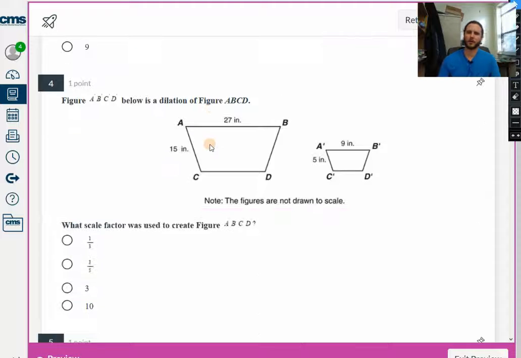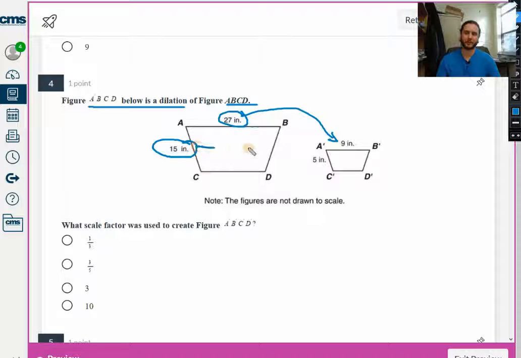For number 4, we have another one asking what scale factor was used. Again, something we've been practicing. So we started at figure A, B, C, D, and it tells us that A prime, B prime, C prime, and D prime is a dilation. So my original is the bigger shape, meaning something happened to my 27 to turn it into 9, something happened to my 15 to turn it into 5. Now you can work out probably that those are dividing by 3, but how would that look as a dilation? What scale factor would that actually be? Because the scale factor is not going to be 3, I'll tell you that much.